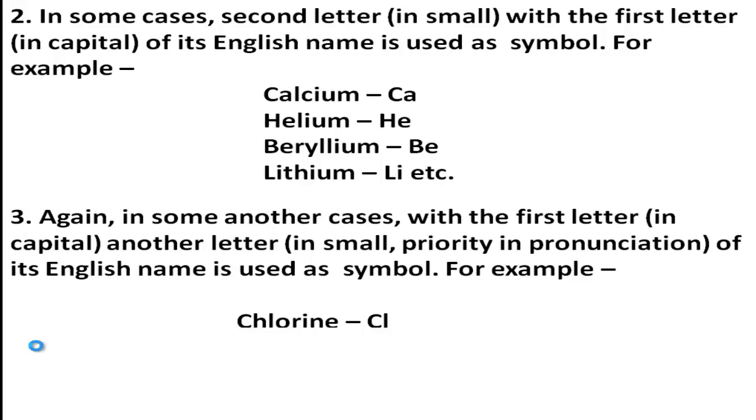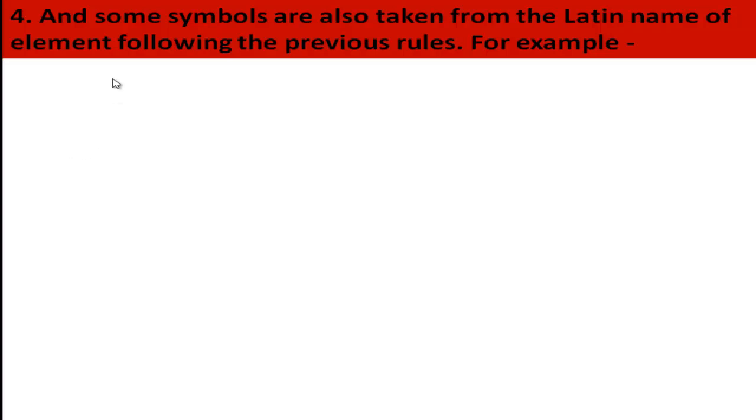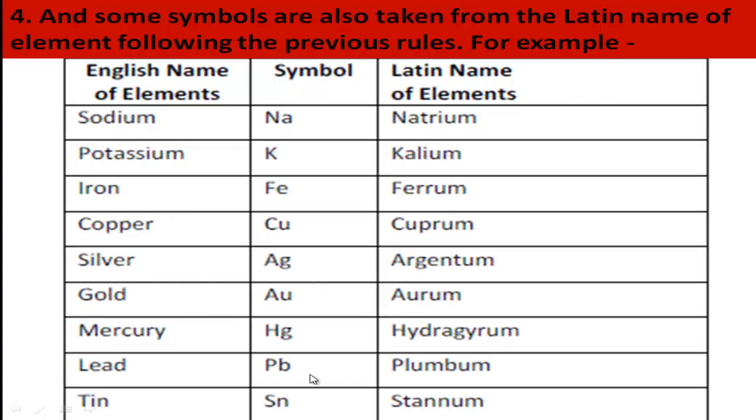Now follow the next rule. Some symbols are also taken from the Latin name of the element, following the previous rules. That means some symbols are taken from the Latin name, but using the previous rules means either the first letter, or the first two letters, or the first letter with another letter, with priority based on pronunciation. Follow here. These are the symbols which are taken from their Latin names. So you have to memorize this Latin name also and the symbol.